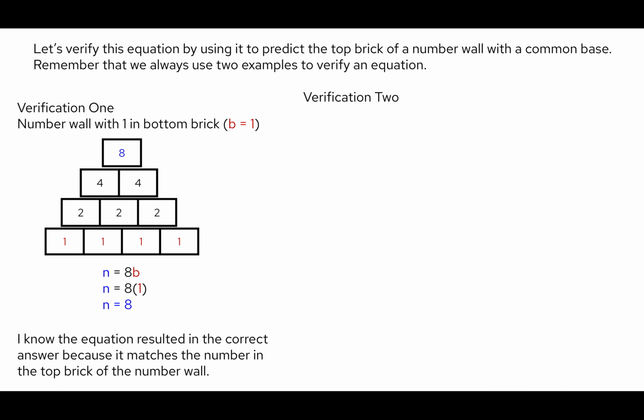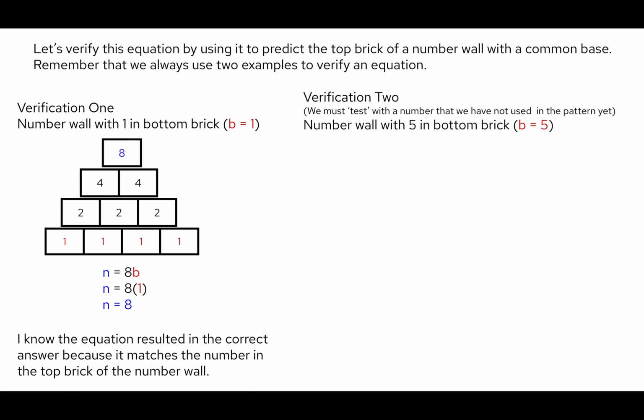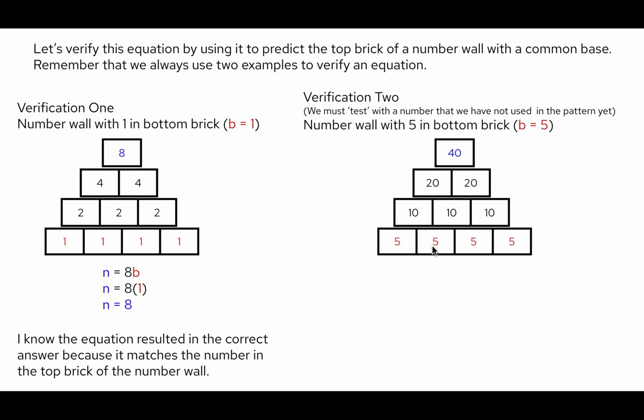Now let's do our second verification. Remember, we have to test with the number that we haven't used in the pattern yet. So let's use a number wall with 5 as our bottom brick. So I'm going to create that. And again, the sum of 5s are 10. The sum of 10 and 10 is 20. So in this case, it looks like my top brick should be 40.